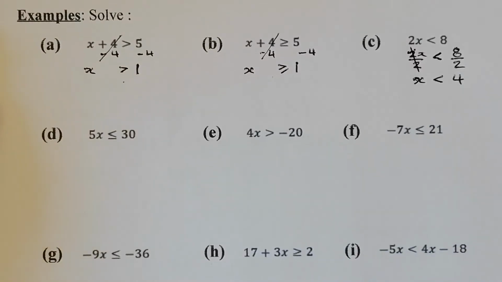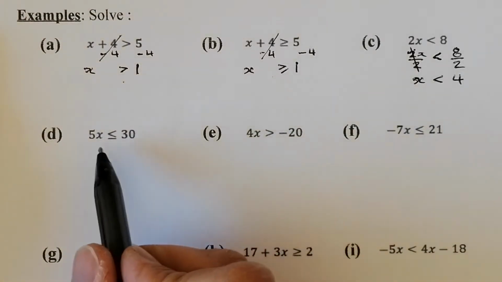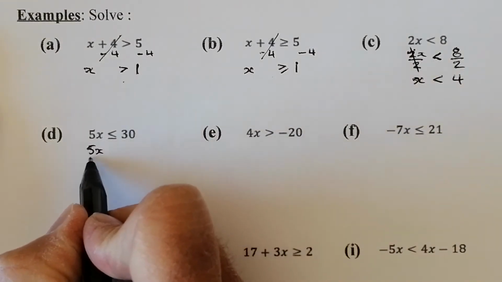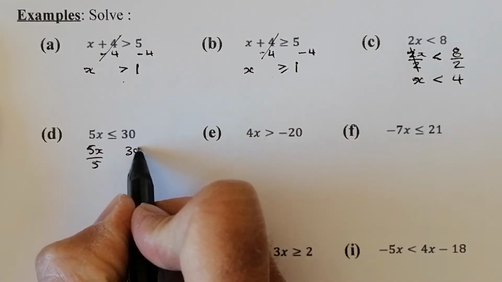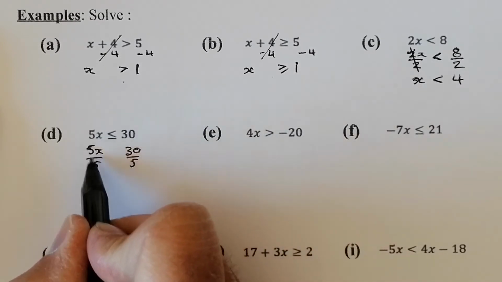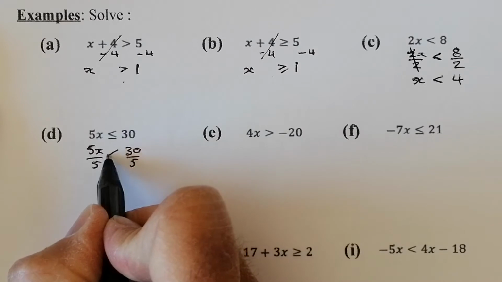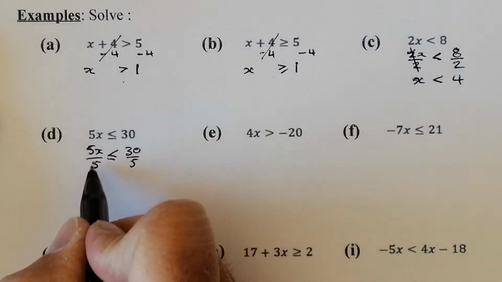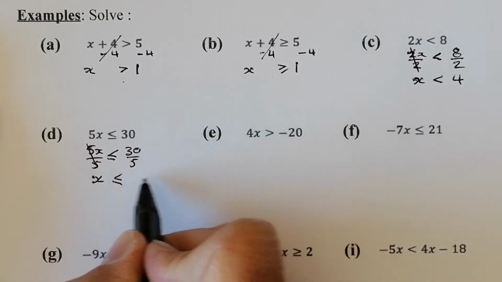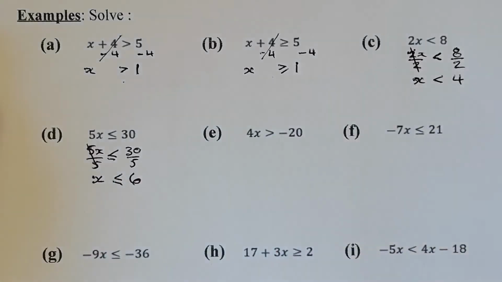Right, let's go into D. So 5x is less than or equal to 30. Right, so what we'll do is we'll divide by 5 on both sides, and I'm dividing by a positive number, so the sign stays as it is in that direction there, and eliminating the 5's, x is less than or equal to, and that will be 6, because 30 divided by 5 is going to be 6.